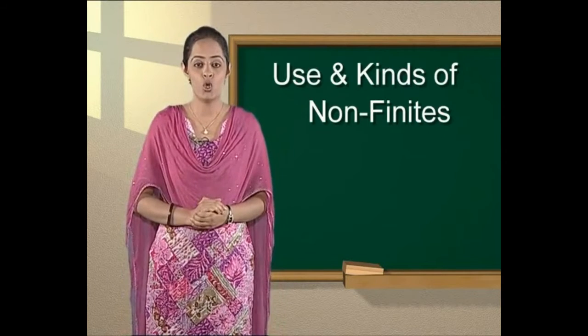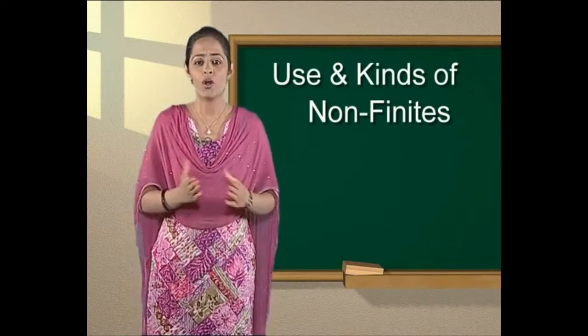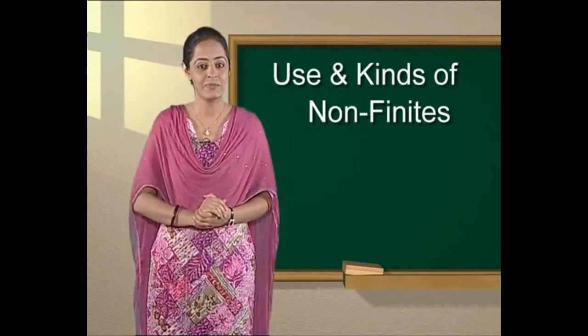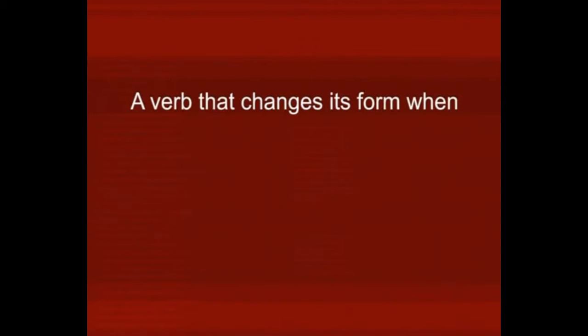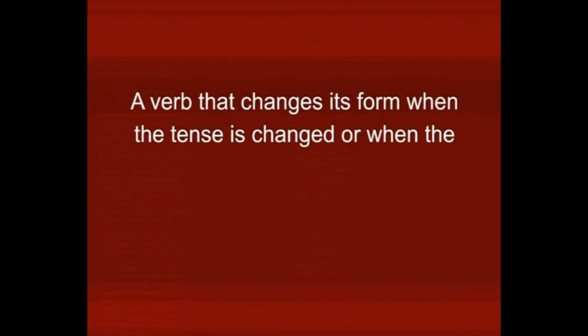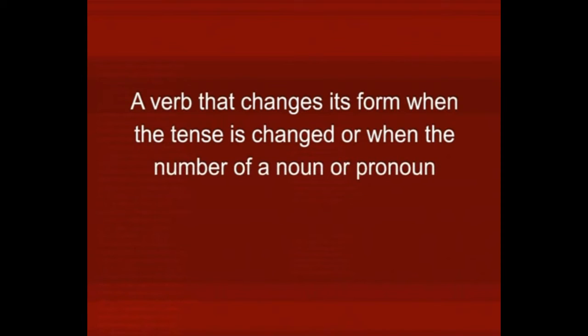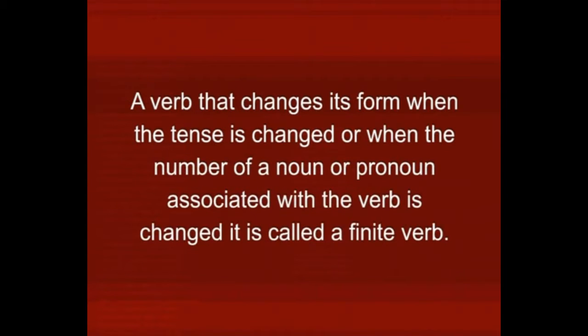This verb is called a finite verb. In other words, the word finite means bound. Finite verbs are bound by the person and number of the subject. A verb that changes its form when the tense is changed or when the number of a noun or pronoun associated with the verb is changed is called a finite verb.